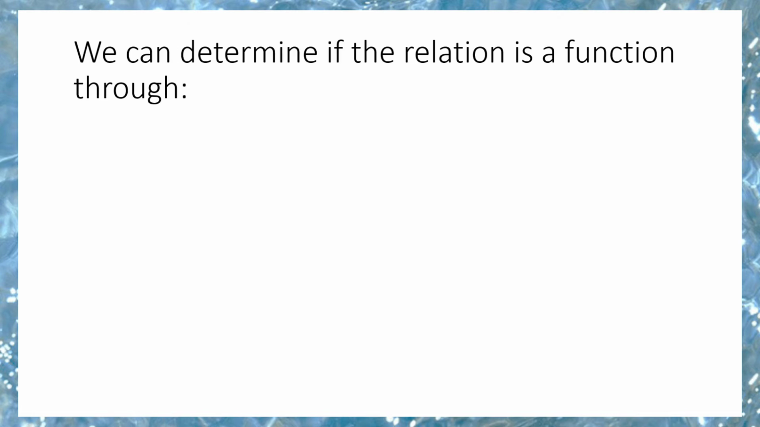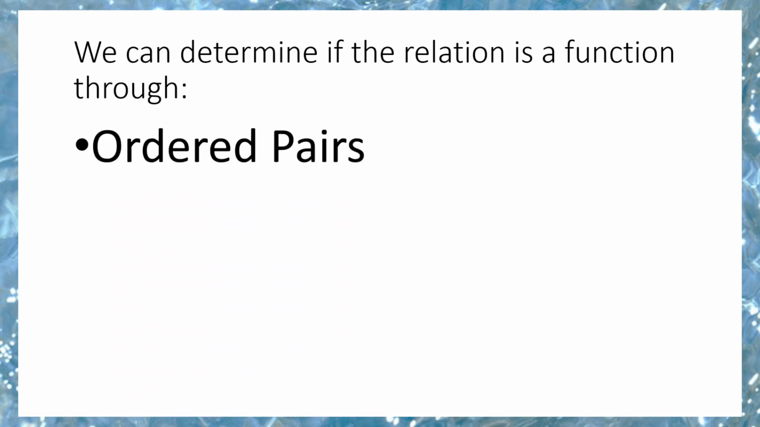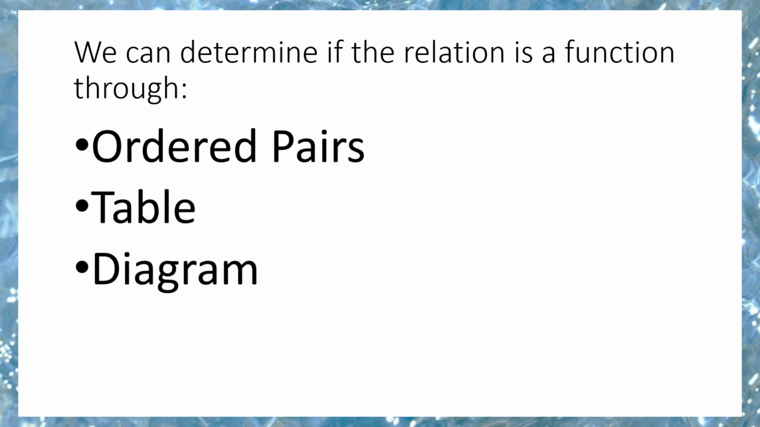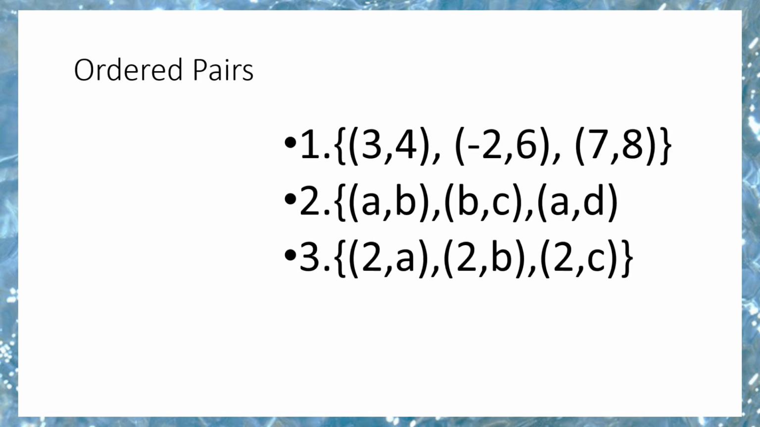Ngayon, paano ba natin malalaman if the relation is a function? So meron tayong mga paraan kung paano natin malalaman if the relation is a function or not a function. Una, we have ordered pairs. Pangalawa, table. Pangatlo, diagram. And pang-apat, through graph. So, isa-isahin natin. Paano natin malalaman if the ordered pairs is a function or not? Or if the set of ordered pairs is a function or not?